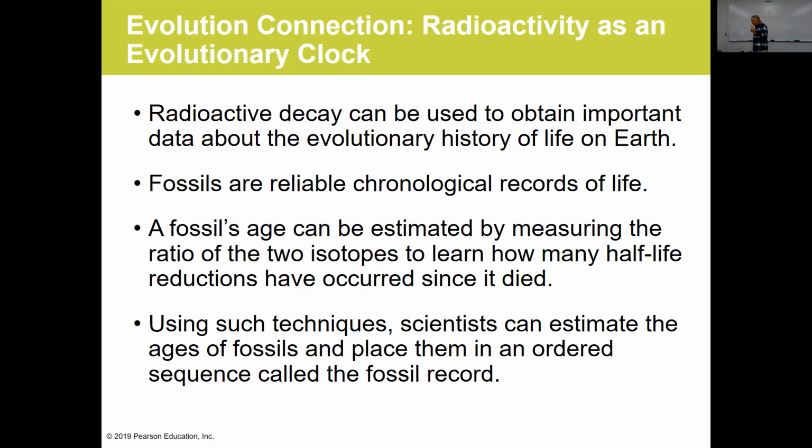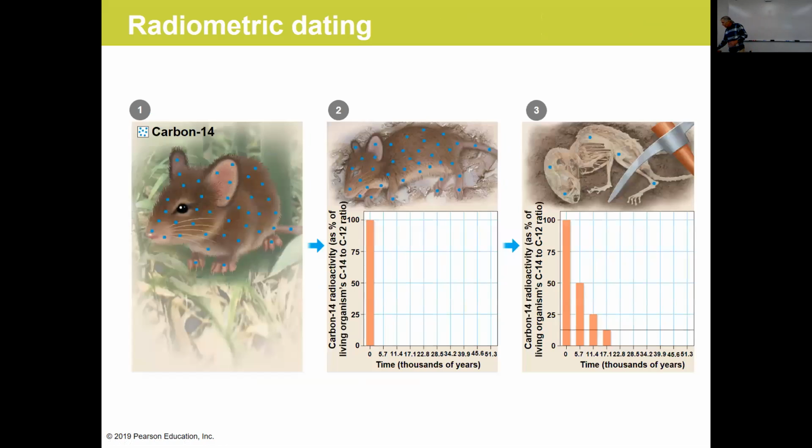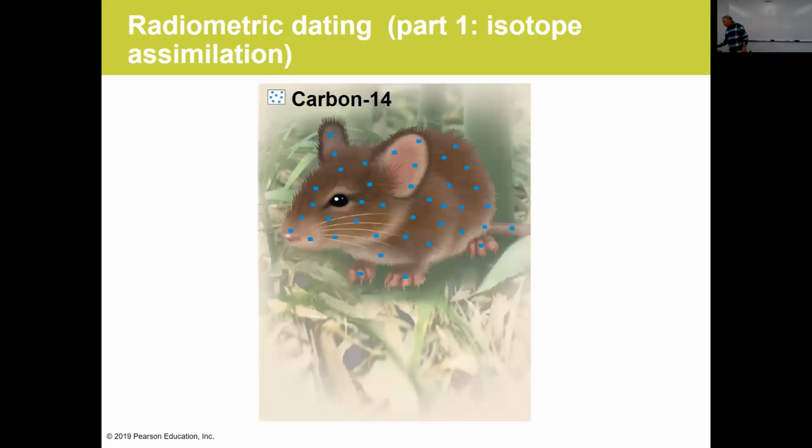Fossils' age can be estimated by measuring the ratio of the two isotopes to learn how many half-life reductions have occurred since it died, and you can estimate the age of fossils and put them in an ordered sequence. We've been talking about the two isotopes of carbon that can be used to determine how old formerly living material is. First, radiometric dating using something called carbon-14.